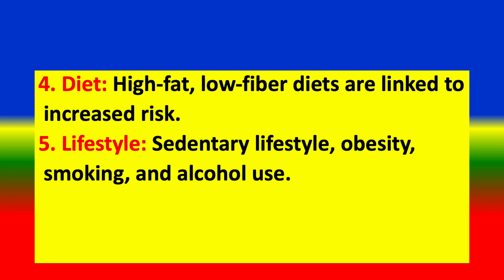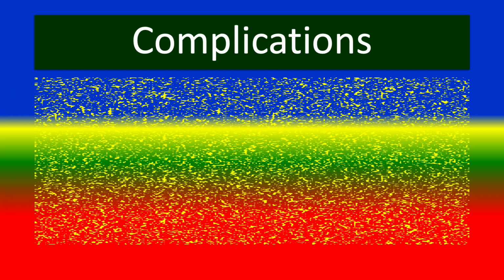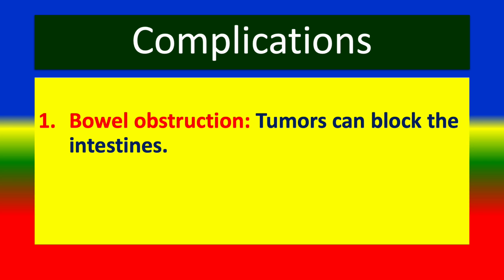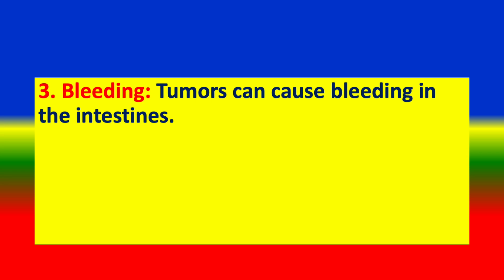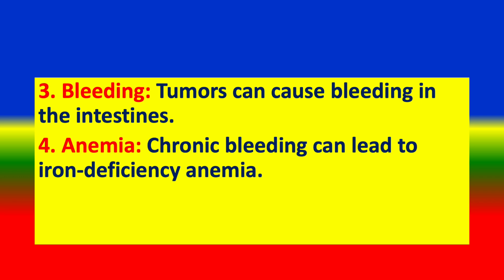Complications. 1. Bowel obstruction. Tumors can block the intestines. Second, metastasis. Cancer can spread to other parts of the body, such as the liver and lungs. 3. Bleeding. Tumors can cause bleeding in the intestines. 4. Anemia. Chronic bleeding can lead to iron deficiency anemia.